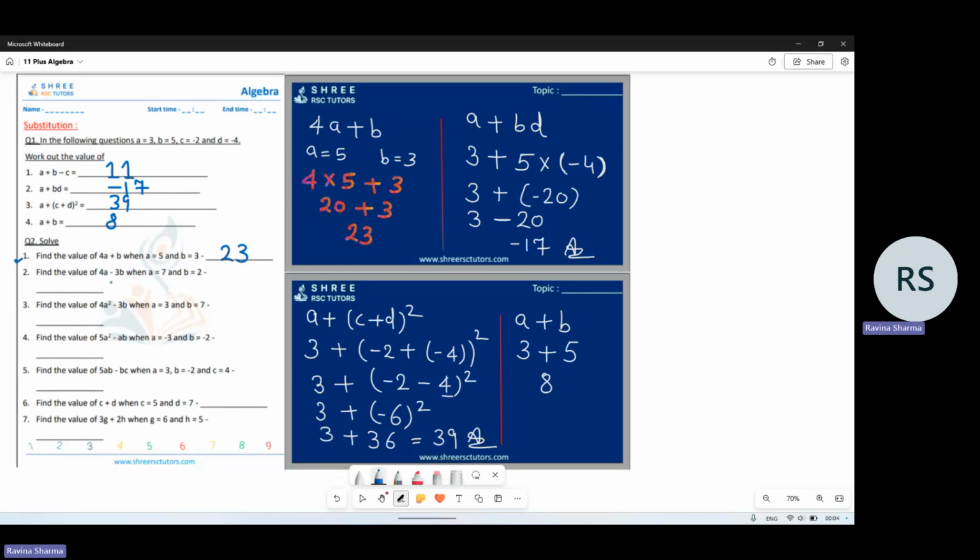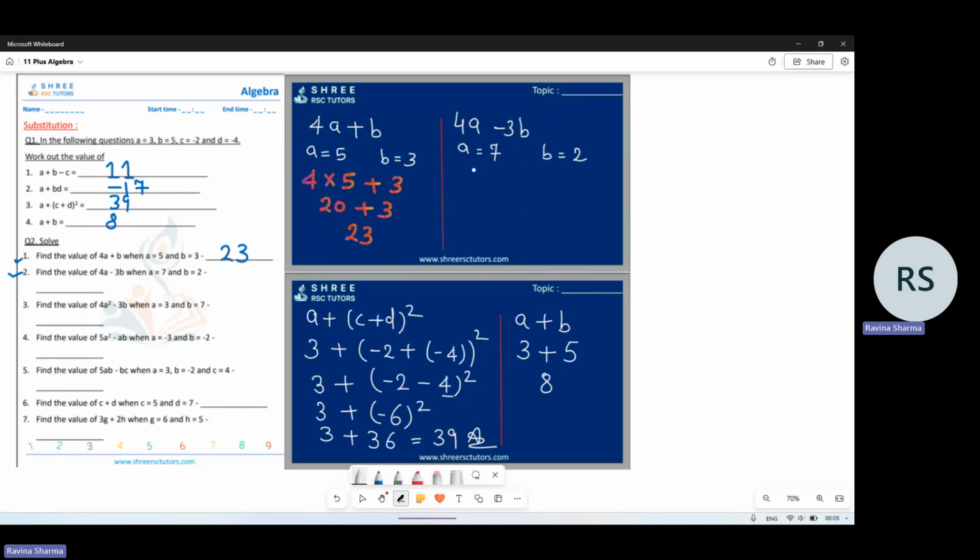Now we have to solve the next question, which is 4a minus 3b when a is 7 and b is 2. So how can we do this question? For that, let's try to simplify here. Let's remove this question and do this question here. For this, we will write 4a minus 3b, and you have to find what the value will be when a is equal to 7 and b is equal to 2.